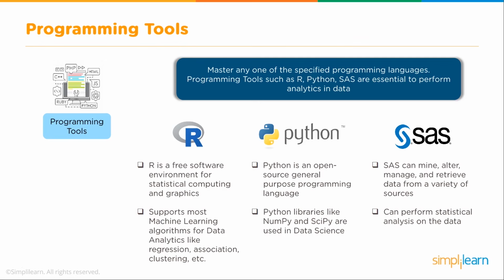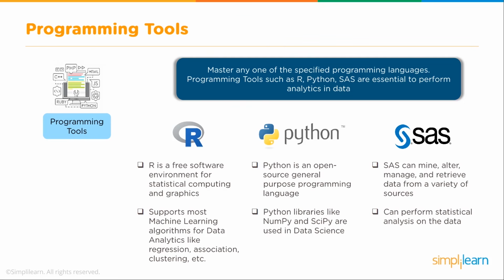So when we look at R, it is a free software environment for statistical computing and graphics, and supports most machine learning algorithms for data analytics like regression, association, clustering, etc. Python is an open source general purpose programming language, and there's that general purpose I was just talking about, you need to know a little bit about. Python libraries like NumPy and SciPy are used in data science. NumPy and SciPy are very central to Python, and I'd throw pandas in there also. Those are very central to working with Python and data analytics.